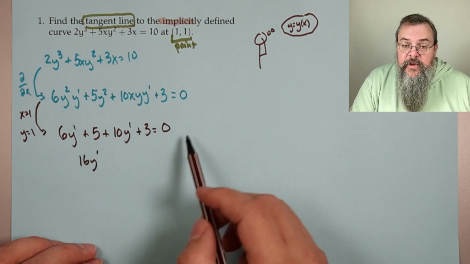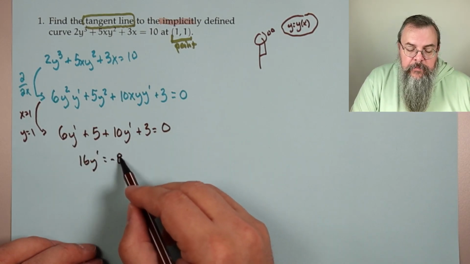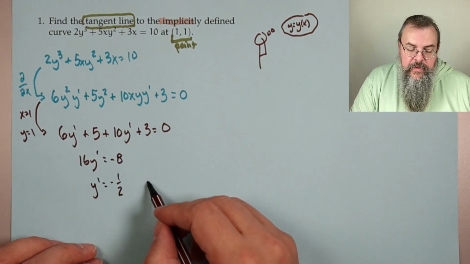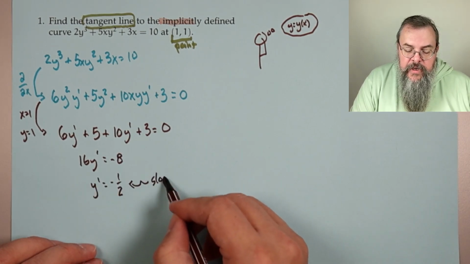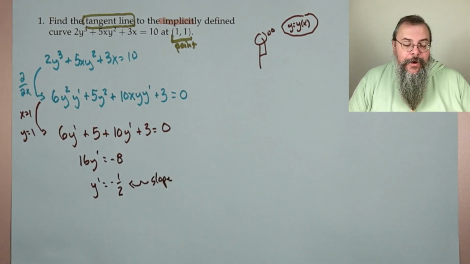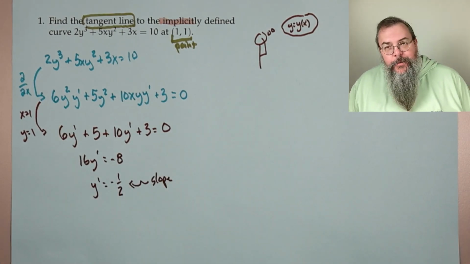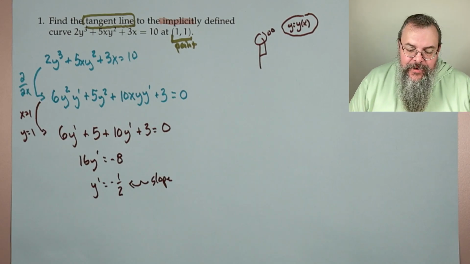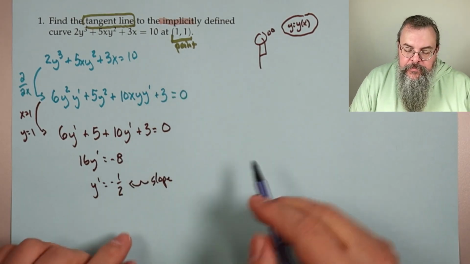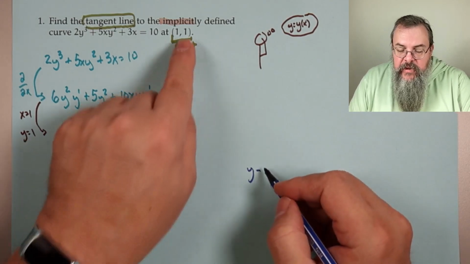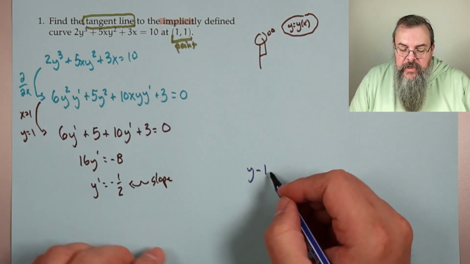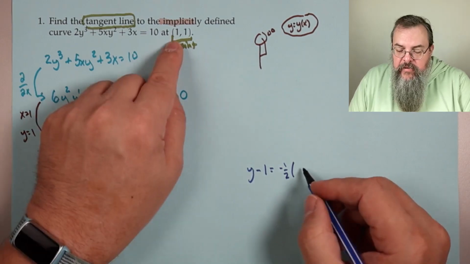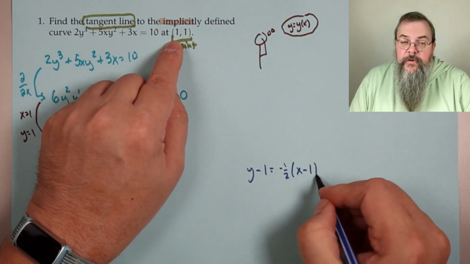Then 5 plus 3 can move to the other side. Negative 8, so y prime is negative 1/2. And that's our slope. Nice! We found our slope. Yeah, we've got our slope. So let's put it together. So, point, slope. y minus the y value, 1, is equal to our slope, minus 1/2, times x minus our x value, 1.